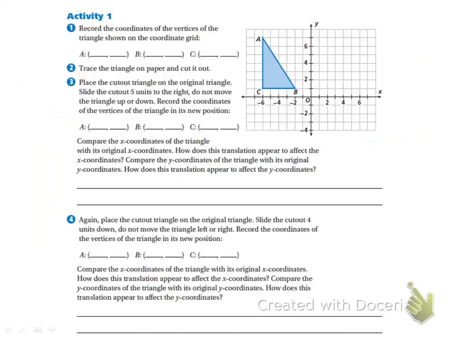So looking at this, can you tell me, Jordan, what's the coordinate for A? -6, 7. -6, 7, that is correct.